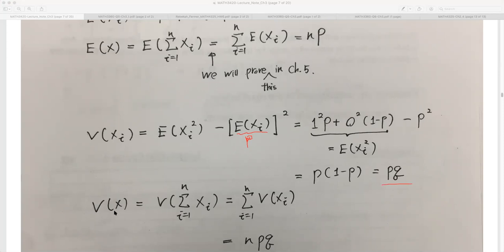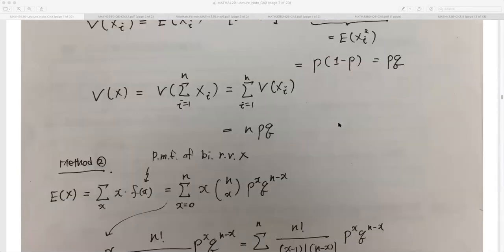And V of x is going to be what? V of the sum of x sub i, which is also equal to the sum of V of x sub i. So this is n times p times q, because V of x sub i is p times q. How many times are we going to get p times q? n times, because i moves from 1 to n. So n times p times q.